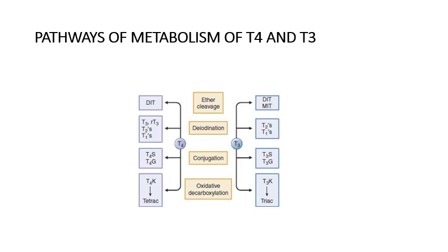Apart from deiodination, we also have some other processes involved in degradation and metabolism of thyroid hormones. They can be degraded through ether cleavage, by conjugation reaction, or by oxidative decarboxylation. These are the other methods by which T4 and T3 are metabolized apart from deiodination.